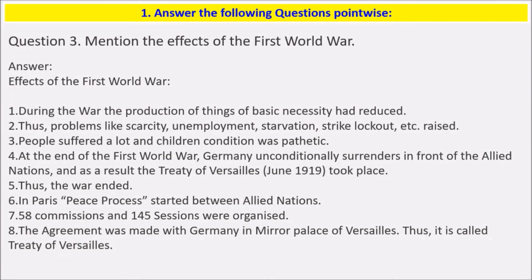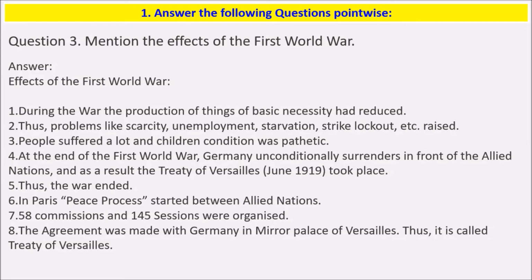Next question. Mention the effects of the First World War. During the war, the production of things of basic necessity had reduced. Thus, problems like scarcity, unemployment, starvation, strikes, lockouts, etc. arose. People suffered a lot and the condition of children was pathetic. At the end of the First World War, Germany unconditionally surrendered in front of the allied nations and as a result the Treaty of Versailles took place. Thus the war ended. In Paris, the peace process started between allied nations.